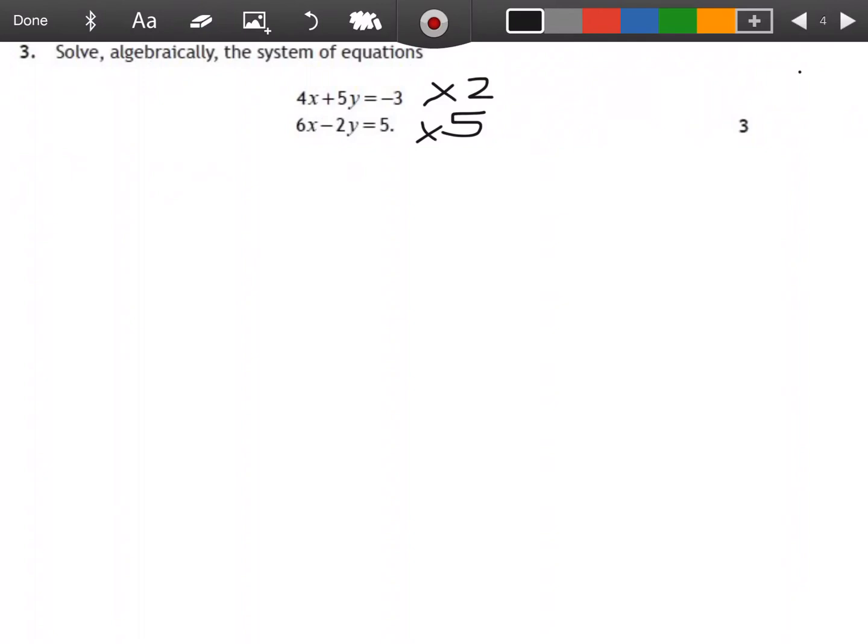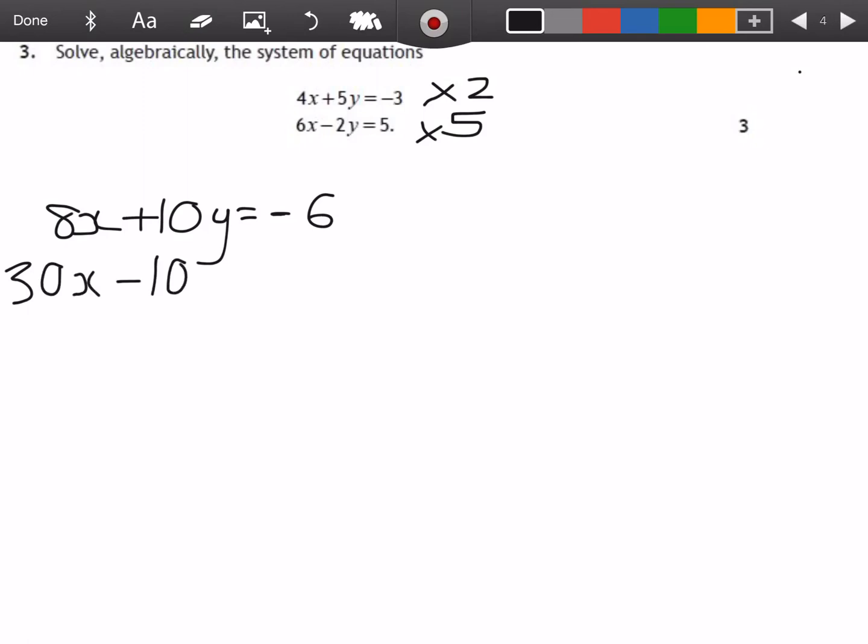So multiply the full equation by 2. 8x plus 10y equals negative 6. Okay, and the bottom equation, multiplying fully through by 5, gives us 30x, take away 10y, is equal to, not 15, 5 5s is 25.